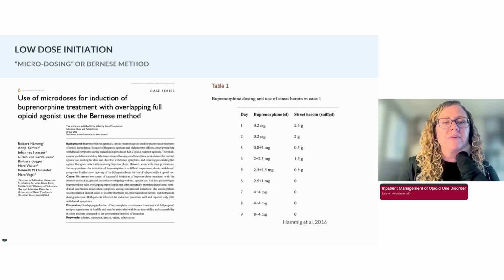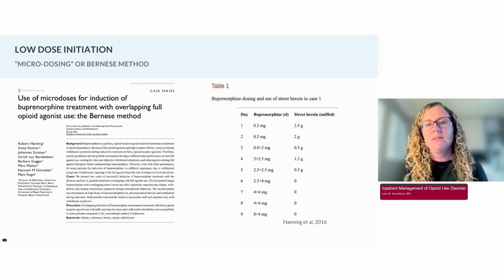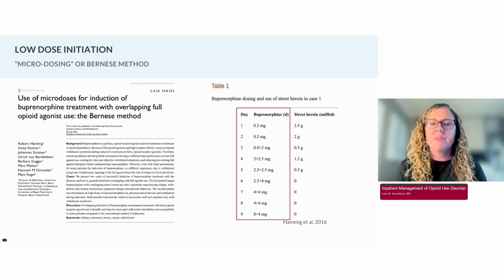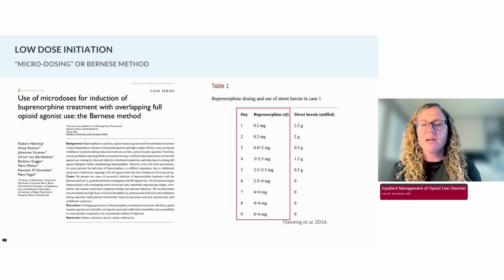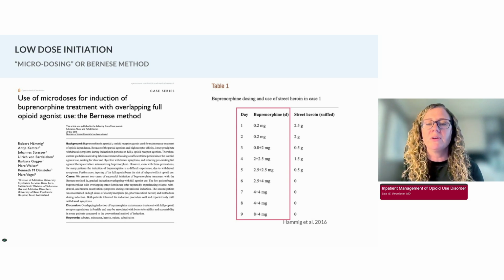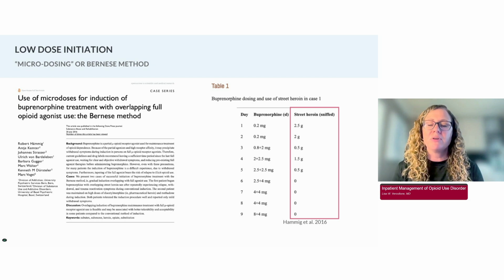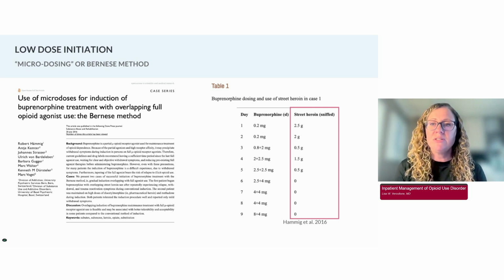This method was first published back in 2016. And as you can see, the buprenorphine doses were very tiny. We're talking about starting with 0.2 milligrams a day, keeping in mind that a lot of patients now are requiring anywhere between 24 to 32 milligrams in a day. So 0.2 is incredibly small. In this particular protocol, this was an outpatient protocol, and they were instructing the patients to continue to use street heroin as they were doing a slow initiation.